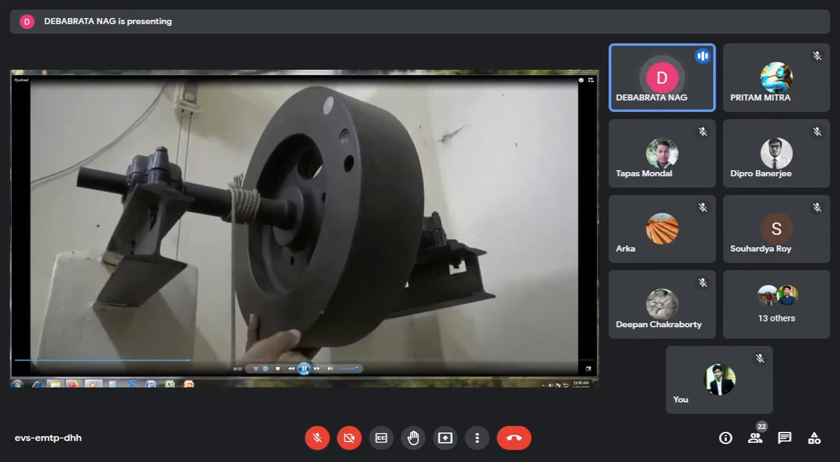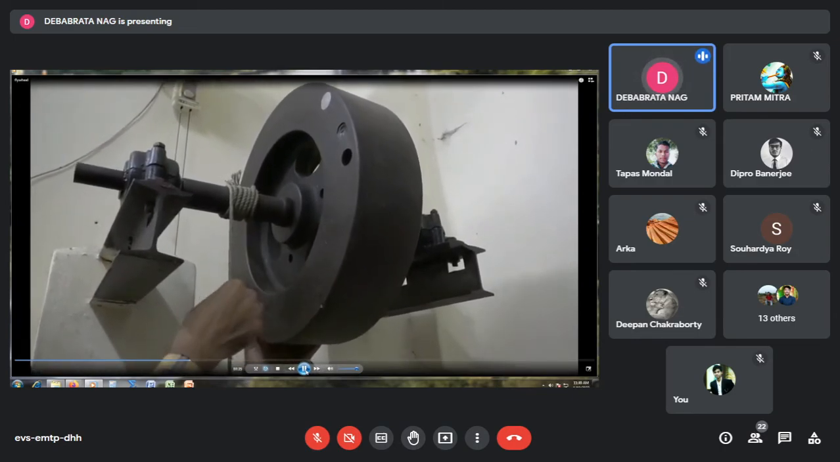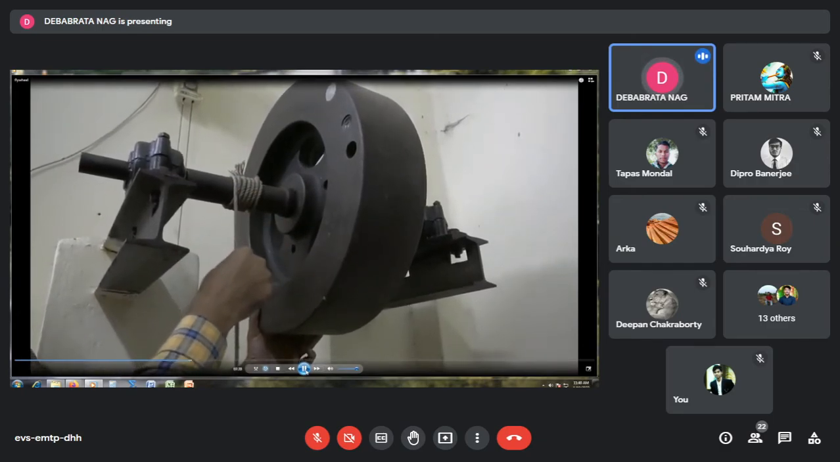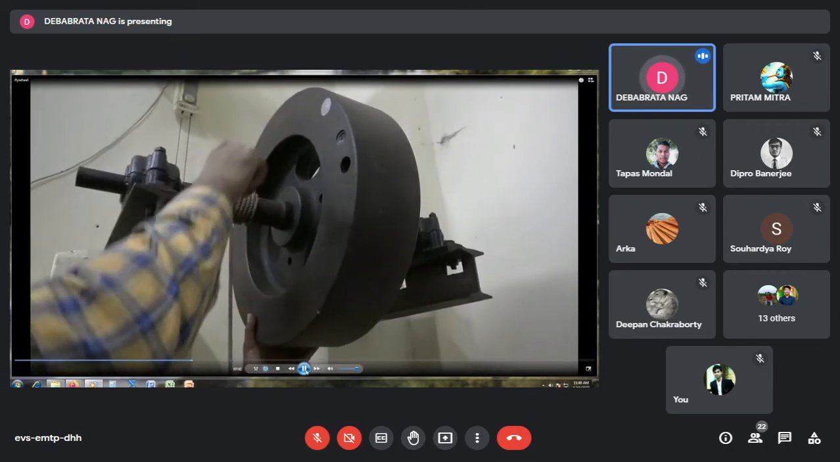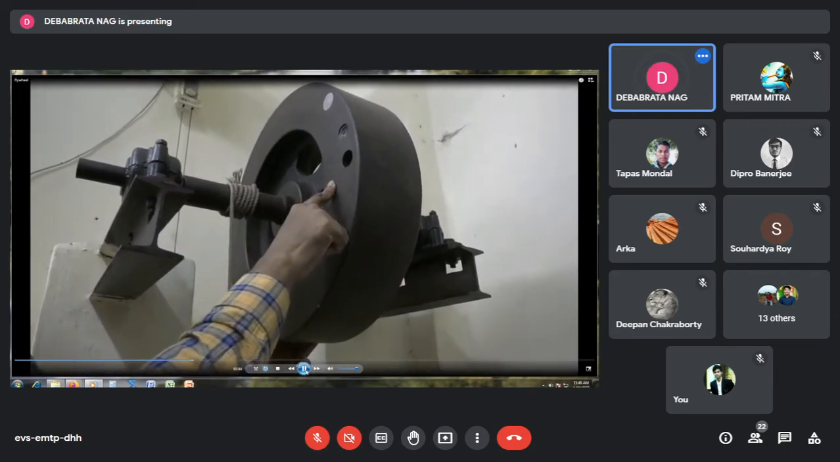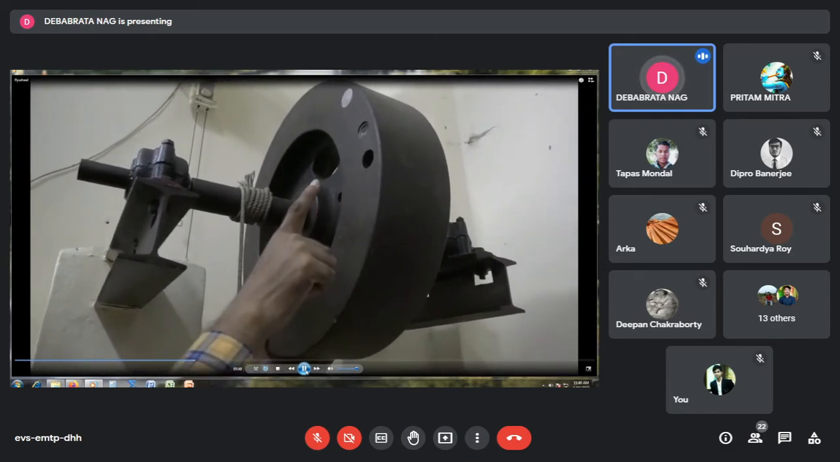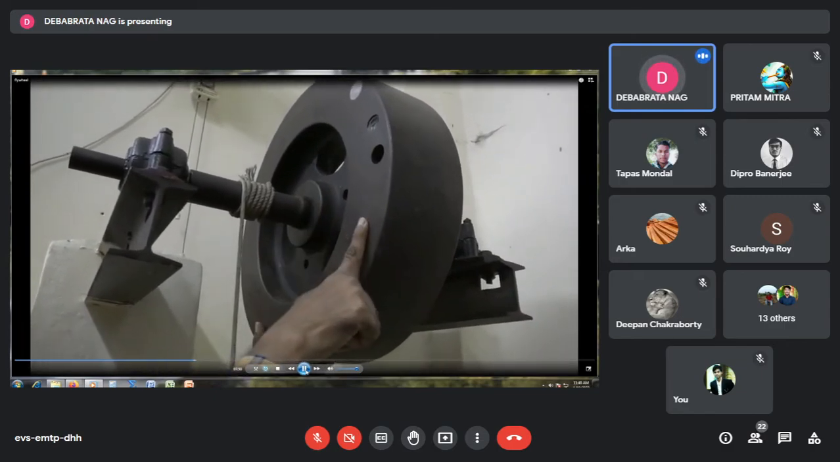Now, from 0 to T1, what happens? This wire tension is providing a driving torque on the shaft-flywheel system. So that is the acceleration phase of this rotating system.